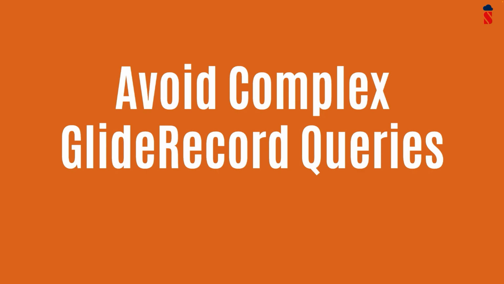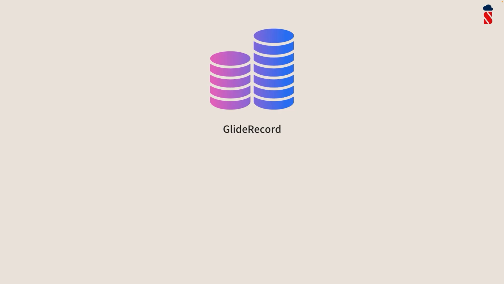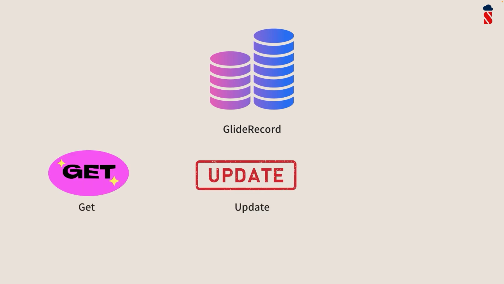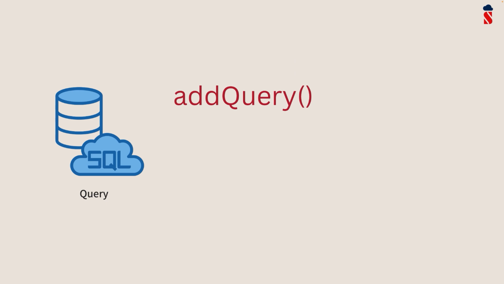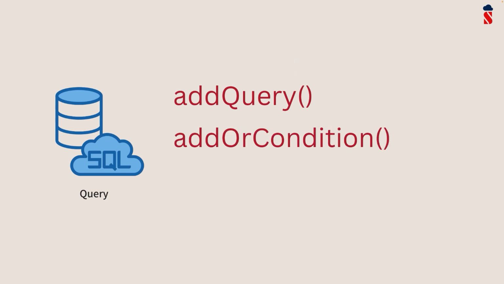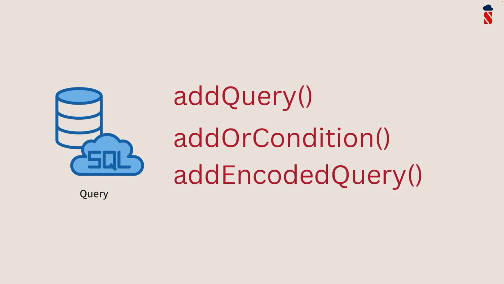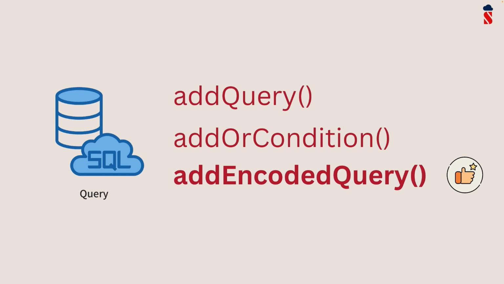Firstly, avoid complex GlideRecord queries. As you know, GlideRecord is a ServiceNow object that allows you to get, update, or delete records from your database. The methods addQuery and addOrCondition are commonly used to filter data. However, there is another method that can potentially offer more flexibility, addEncodedQuery. You should use addEncodedQuery rather than addQuery and addOrCondition methods while using GlideRecord to get the data from a table. This makes the query easy to maintain.